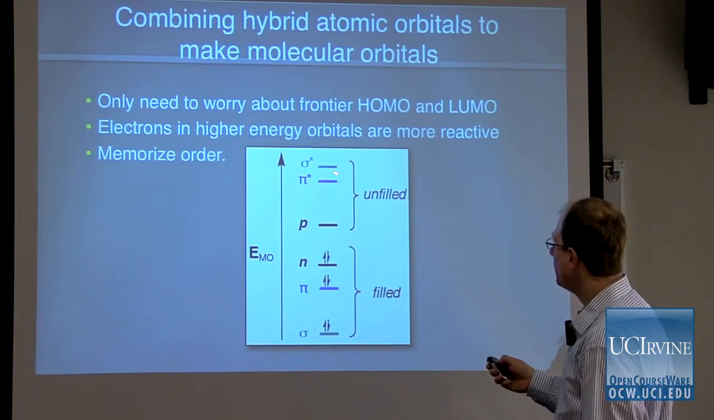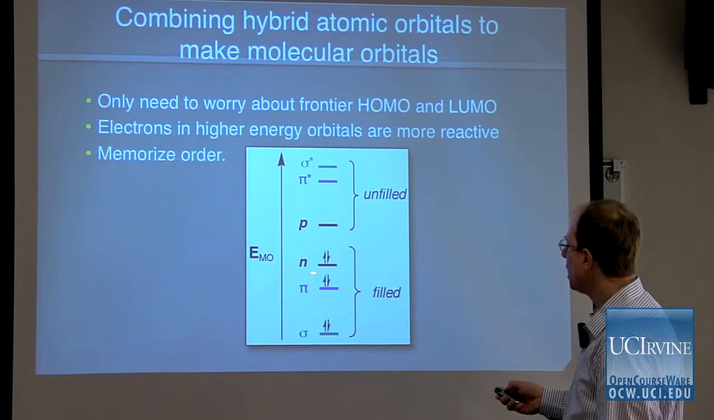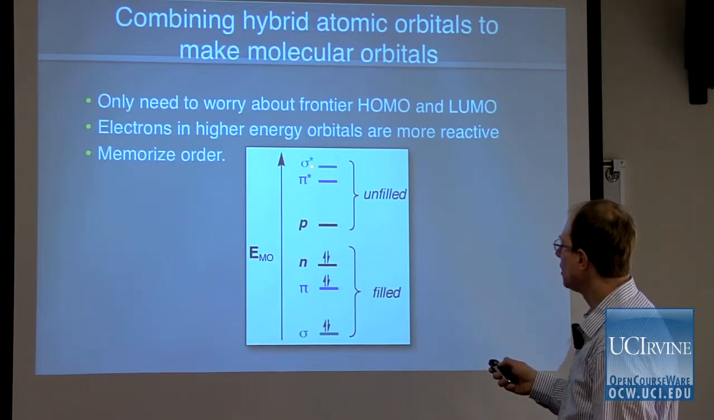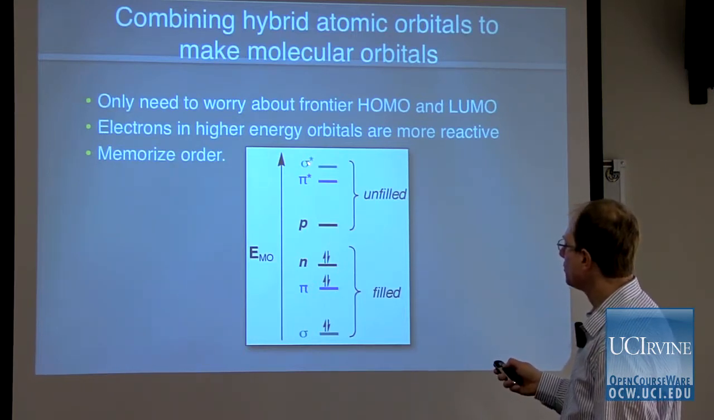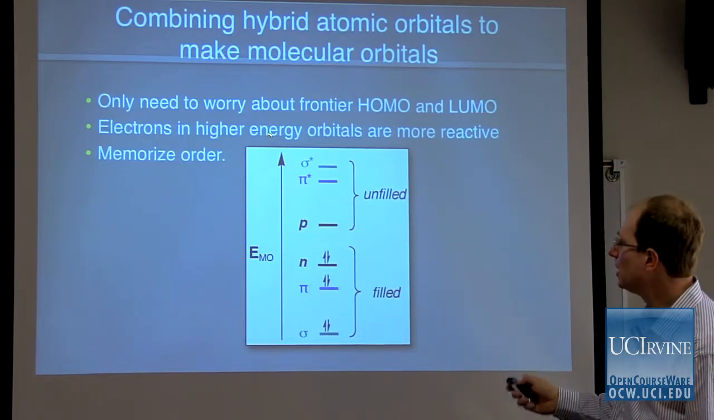Pi star. This is the antibonding complement partner to the pi orbital. And sigma star is the antibonding complement to the sigma orbital. And again, we're seeing this relationship where pi star is lower in energy than sigma star.